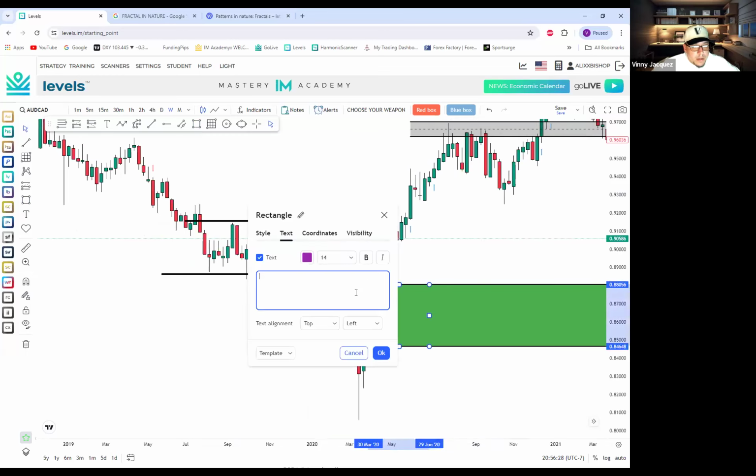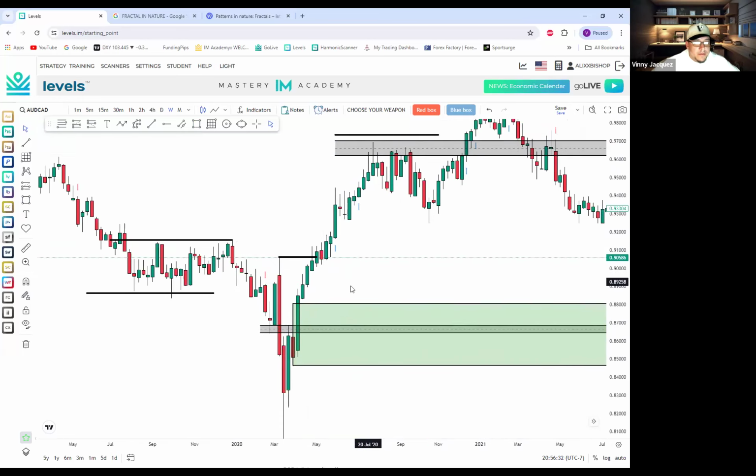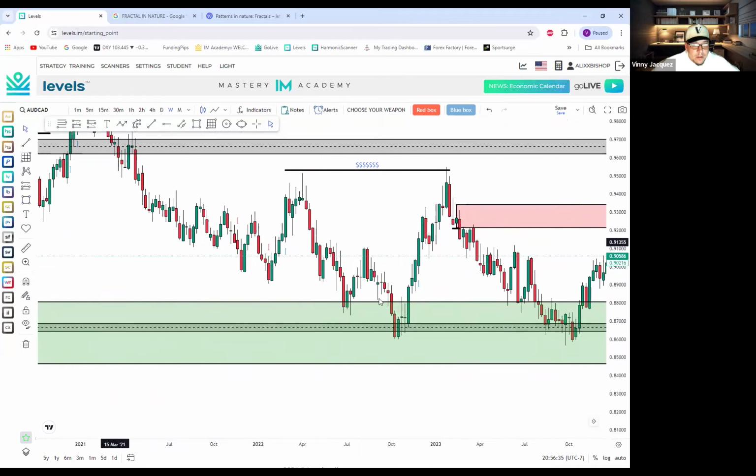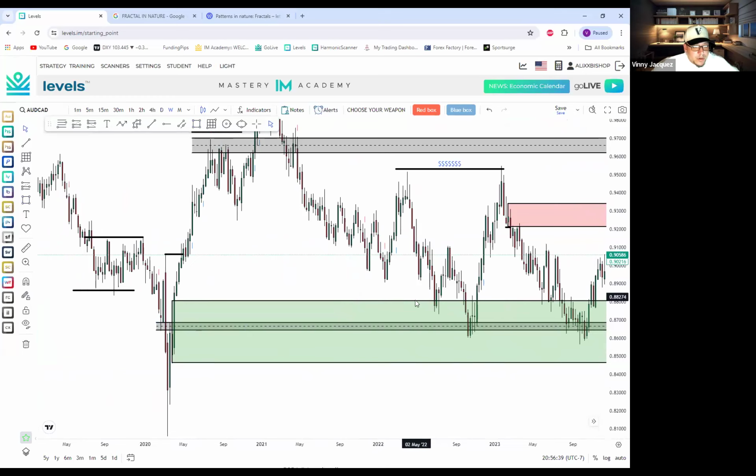Oh, that's super bright. Why is that so bright? Oh. All right. So now let's take a look. It's respecting that zone pretty nice. The shoulder is holding up pretty nice. I'm gonna delete this.